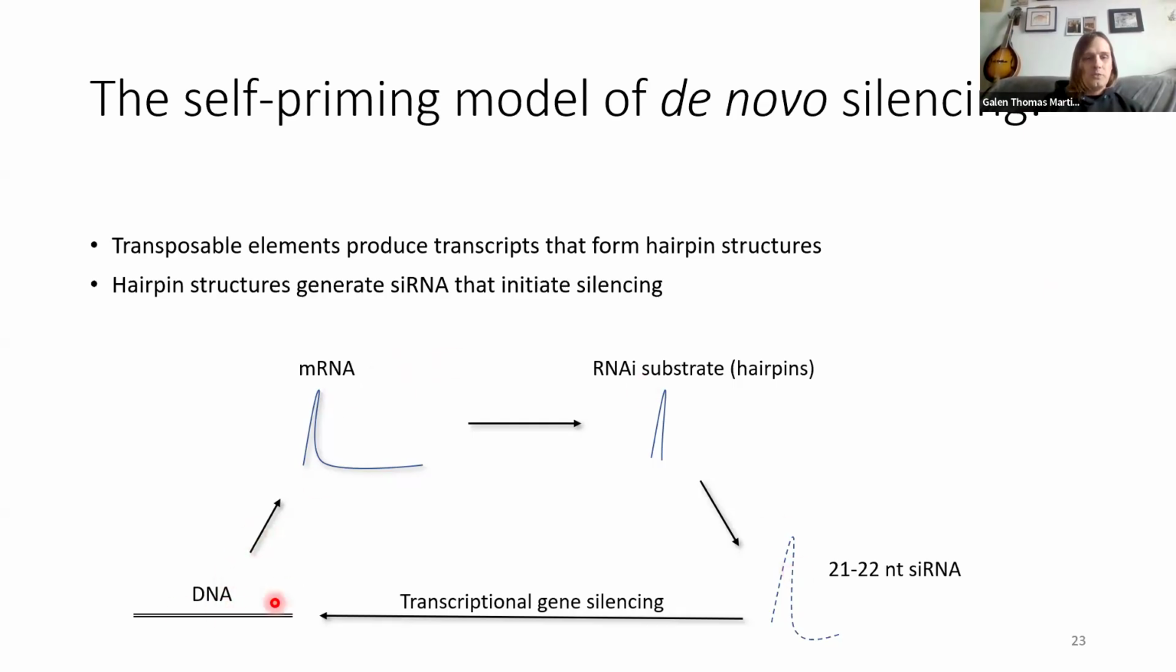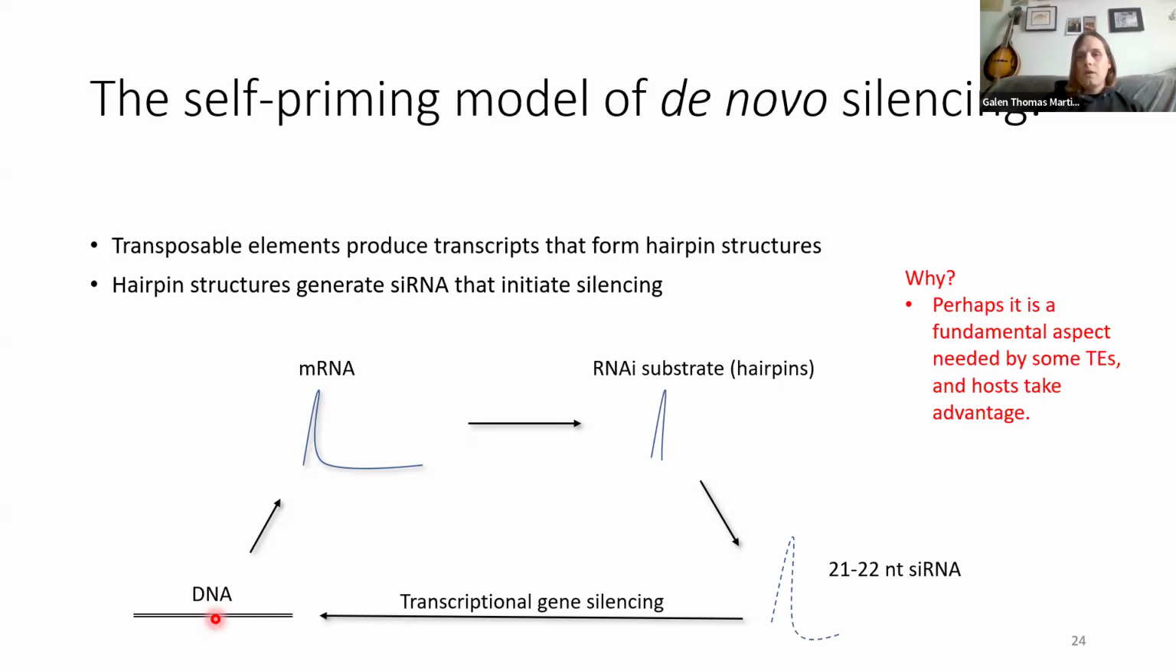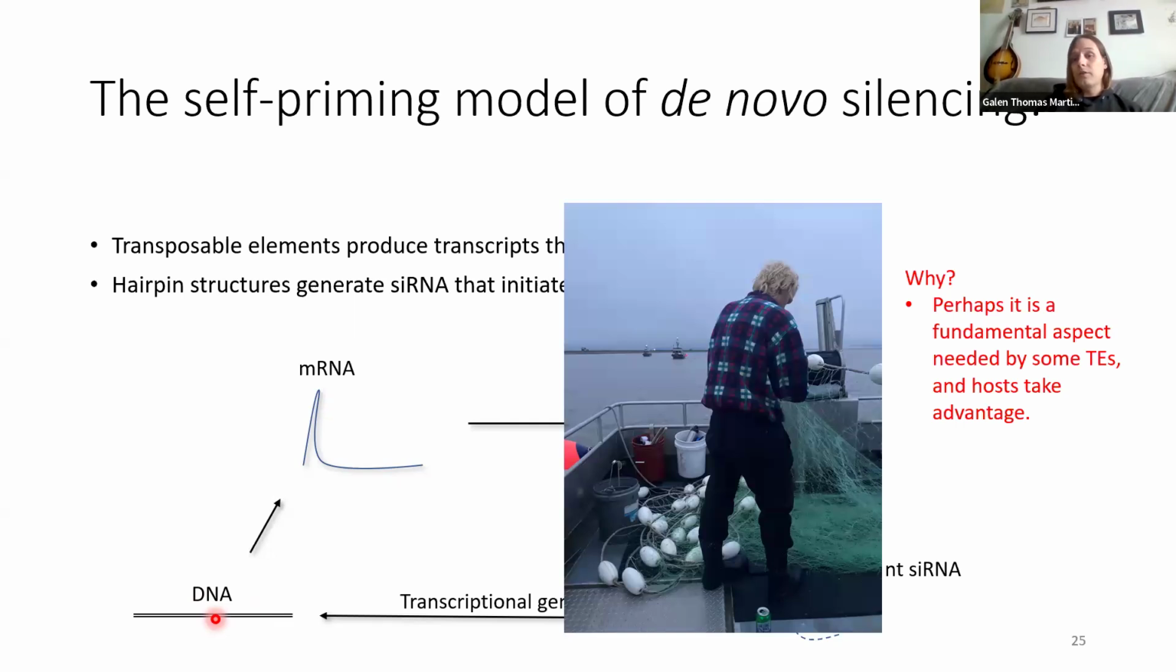This is just a cartoon, right? The DNA gets turned into a transcript. That transcript forms a hairpin that acts as a substrate for production of small RNAs that then go on to silence the locus that they came from. So you might ask, why? Why would transposable elements produce something that's going to eventually cause them to be silenced? There are a few potential reasons, right? It could be that these structures are necessary for transposition of the elements themselves.